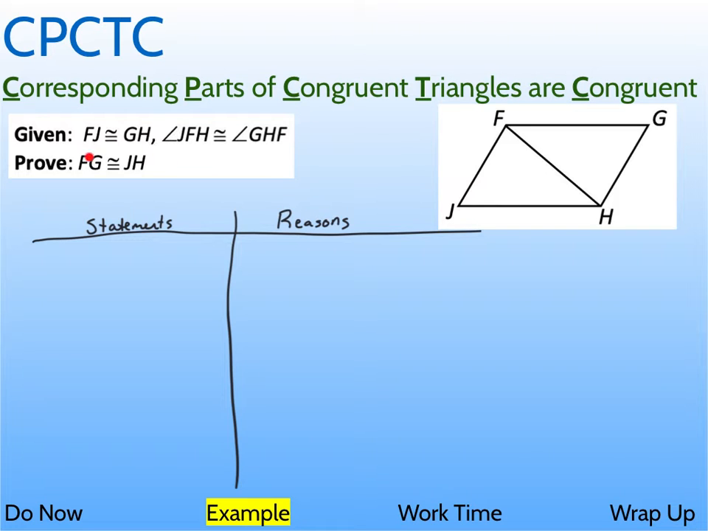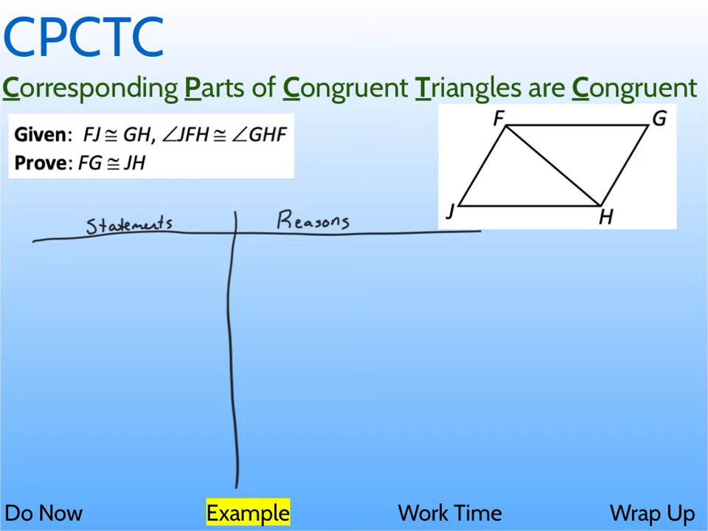If you're trying to prove sides are congruent, but you see triangles, what you should think of is I'm going to use CPCTC, corresponding parts of congruent triangles are congruent, to prove these sides. But first, I have to prove that the triangles themselves are congruent.